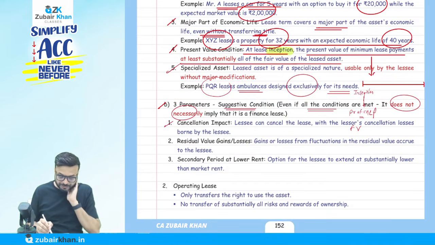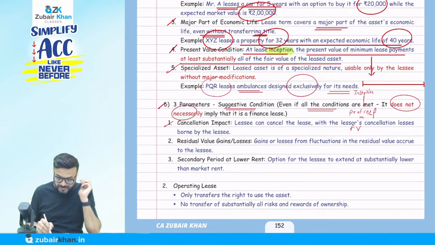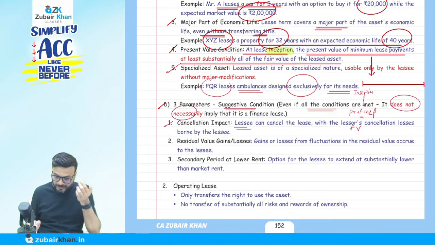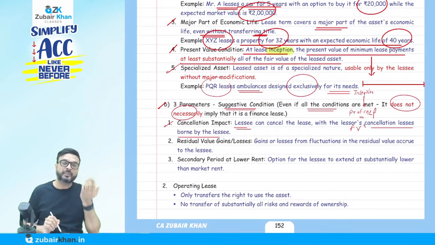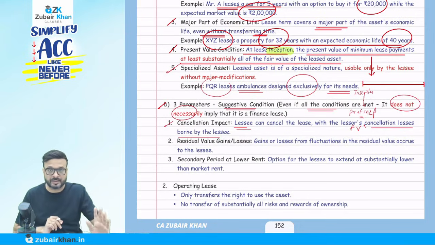So they say here, first is the cancellation impact. They say the lessee can cancel the lease, with the lessor's cancellation losses borne by the lessee. They say, okay lessee, if you want, you can cancel the lease, but if any losses happen to the lessor, they are going to be borne by the lessee.